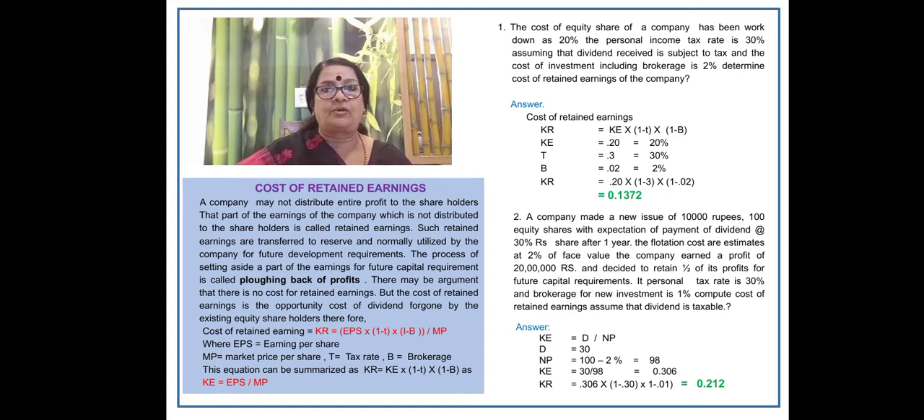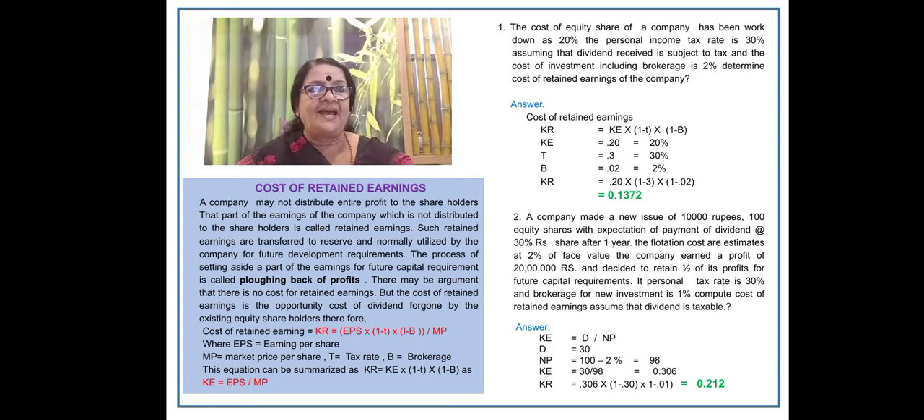2% is the brokerage cost. So 100 minus 2, 98. So 30 divided by 30%. So divided by 98, it is coming 0.306. So KE we found out.